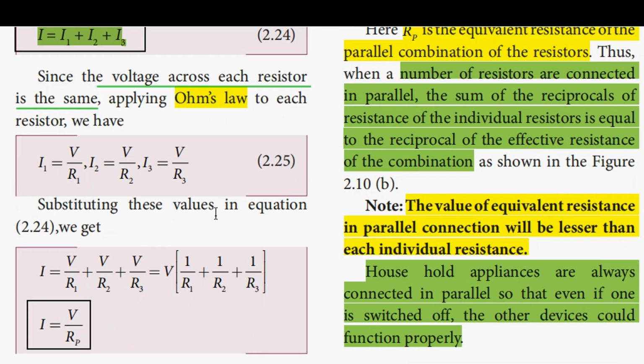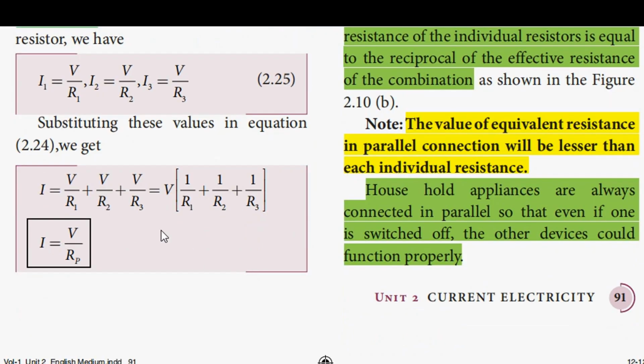So substituting these values in equation 2.24, we can write this expression as I equal to V by R1 plus V by R2 plus V by R3. So taking V out, we can write it as V into 1 by R1 plus 1 by R2 plus 1 by R3. Therefore, I can be written as V by Rp.